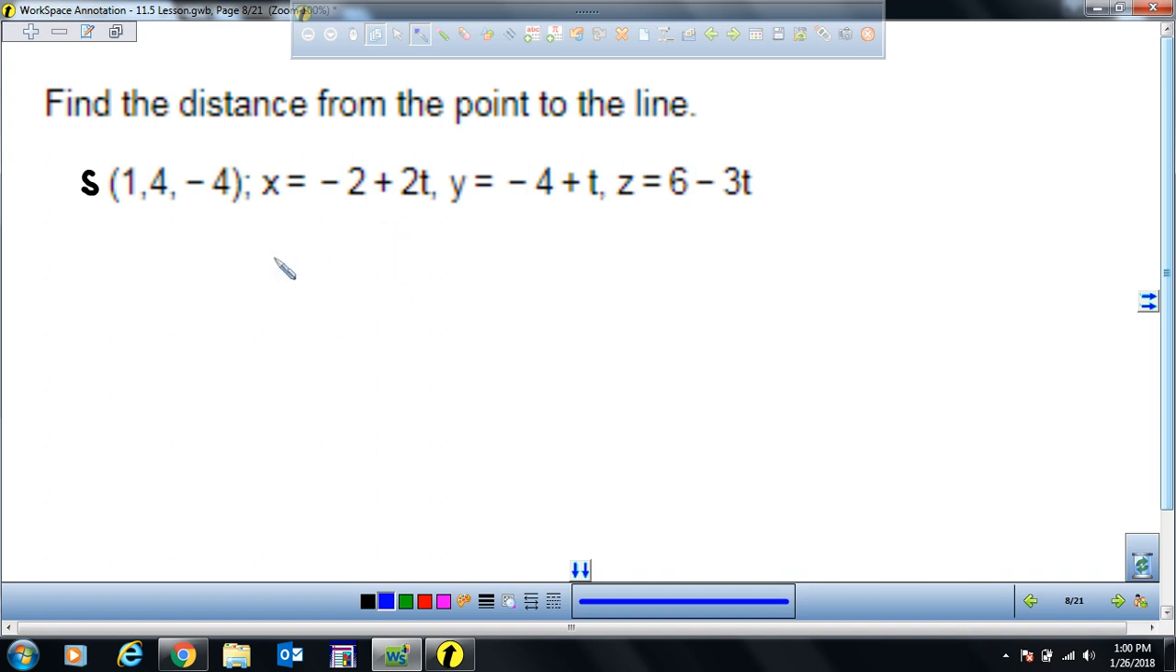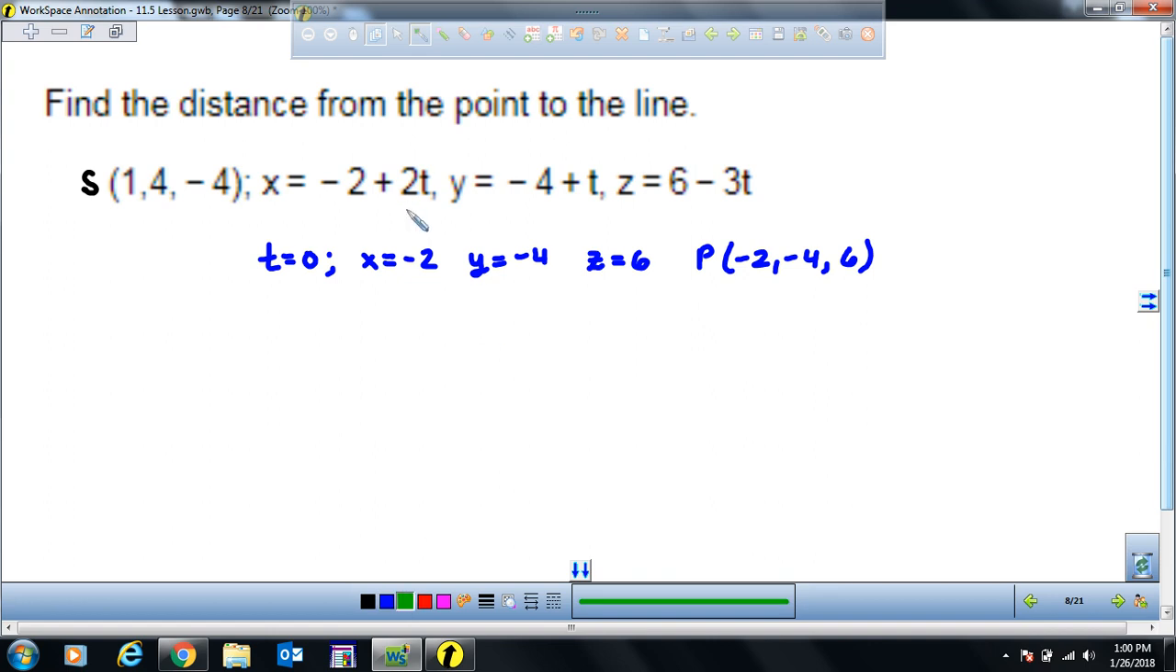Okay, and I'm going to call that point P. So what if we substitute t equals 0? That would be the easiest we can do. If I substitute the t with the 0, that's going to give us x equals -2, y equals -4, and z equals 6. So we're going to call that point P. That's -2, -4, and 6.